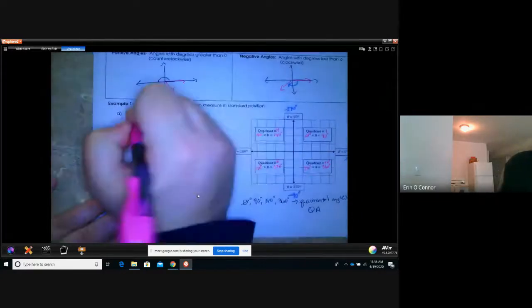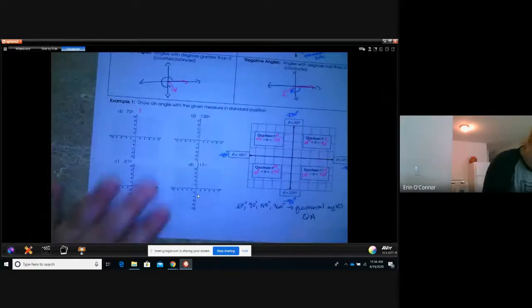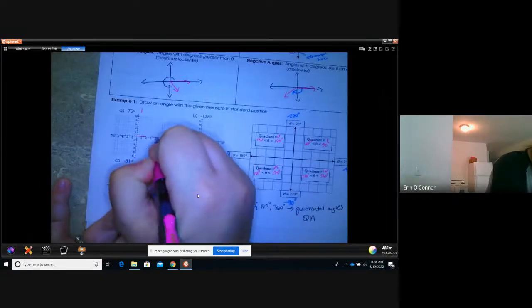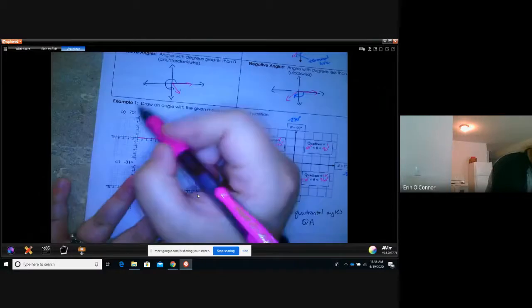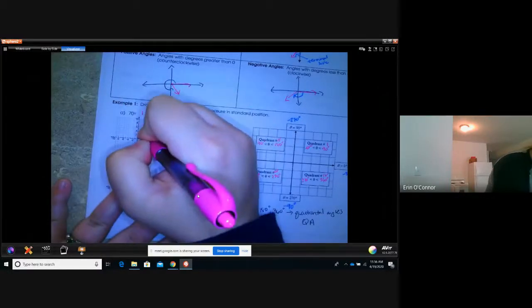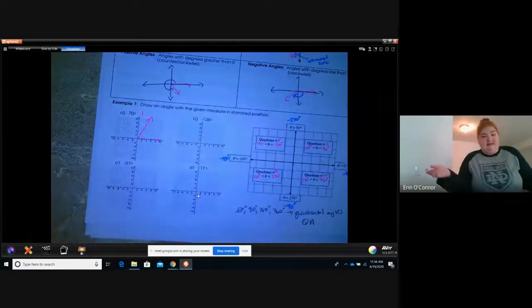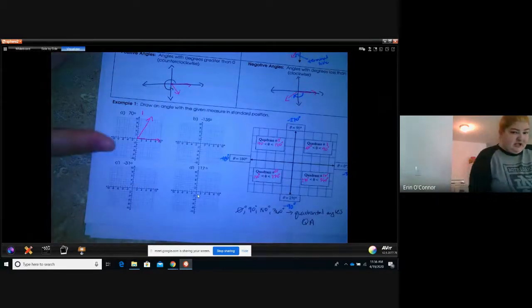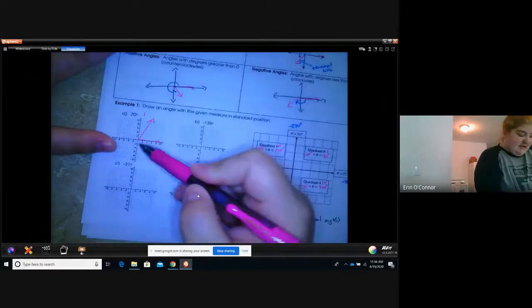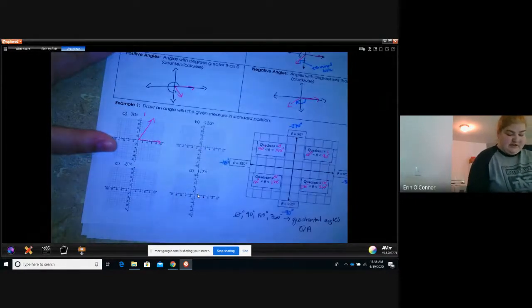So up here, I'm going to write that this is in the first quadrant, so I know it's up here. I need to do my initial side, so this is my initial side. And then my terminal side, well, it's closer to 90 than it is to 0, so I'm going to go like this. It doesn't have to be exact. It just needs to show that you know that the initial side is always on this positive x-axis, and that's between 0 and 90, but closer to 90.